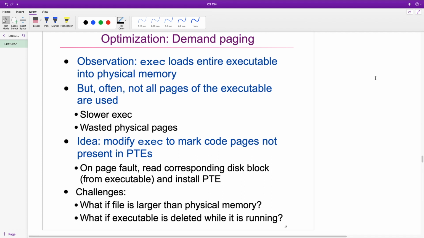What if the file is larger than physical memory? Oh, we got a question. Well, if you delete it, then I get how that would work. But what if someone else just goes and recompiles it or modifies it in some way while it's running? I was actually thinking about this as I wrote this. It's like, yeah, you're out of luck.